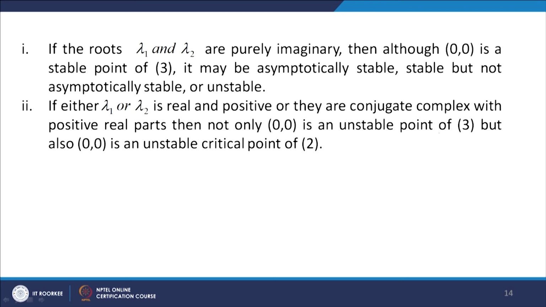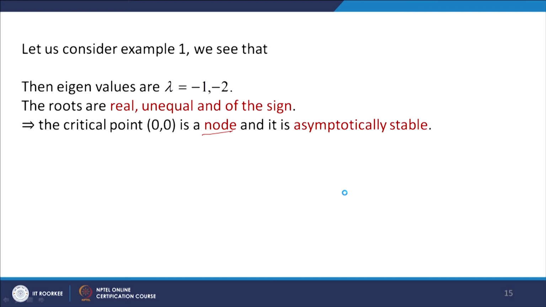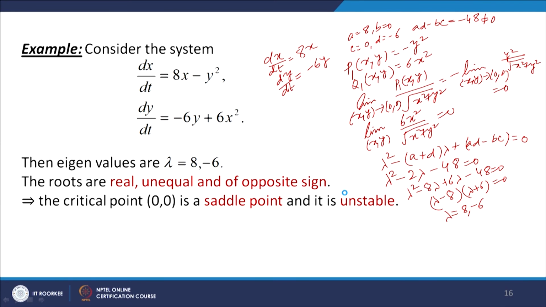So, here we have seen lambda 1 is equal to 8 and lambda 2 equal to minus 6. One of the two eigenvalues is real and positive, and therefore (0, 0) is an unstable critical point of 2, an unstable point of this equation system. So, this is unstable.